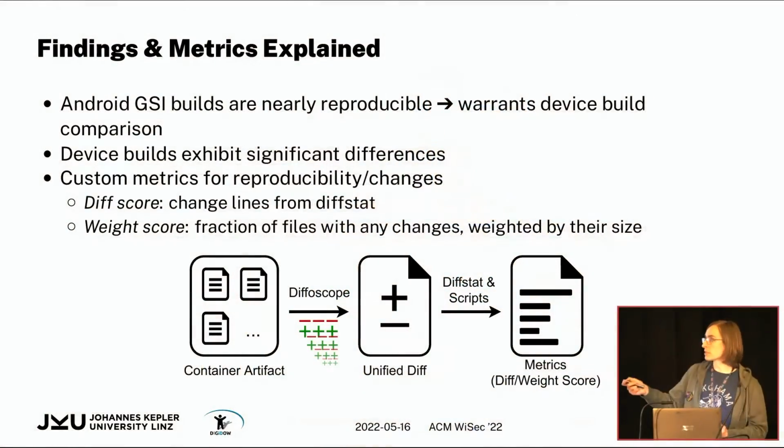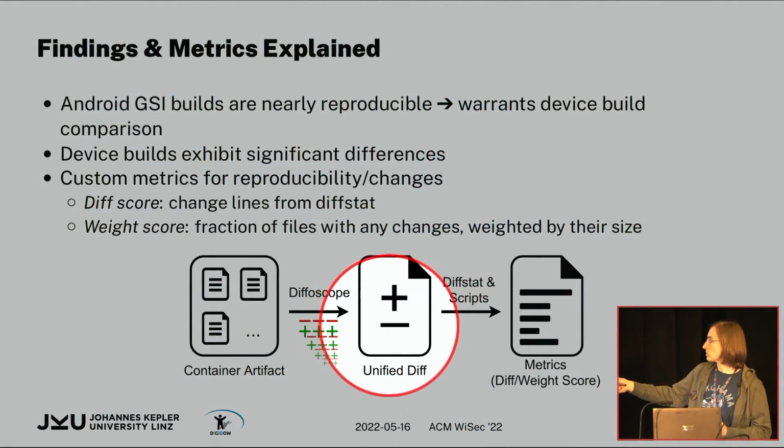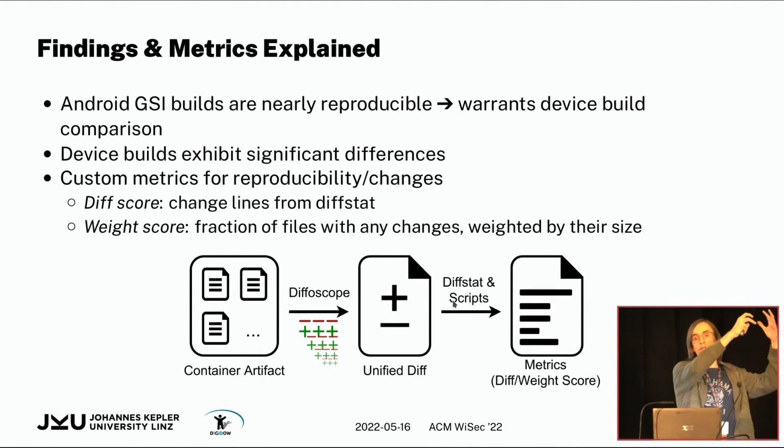But for now, I want to have a peek at how we quantified that. How do our metrics look? The first metric we call the diff score, which is essentially just the output of diffstat. Diffstat, as a tool, consumes a unified diff and tells you so many lines were added and so many lines were removed, and out of that we have a very clear numeric value.